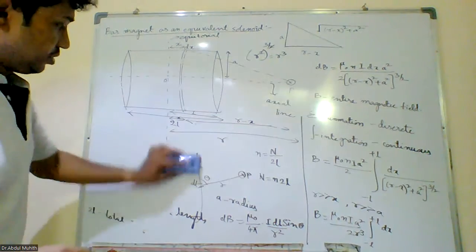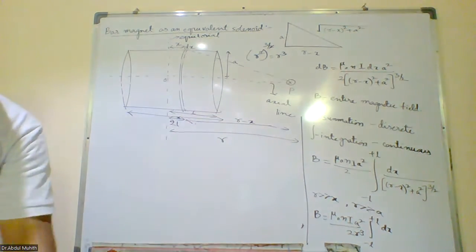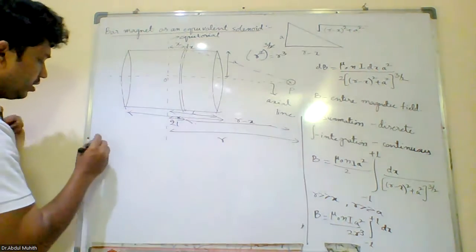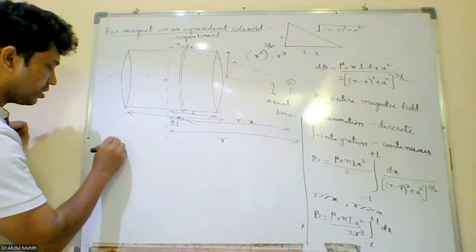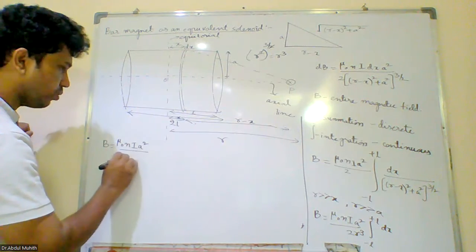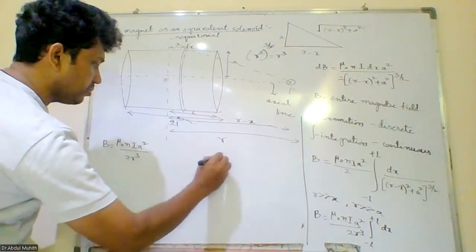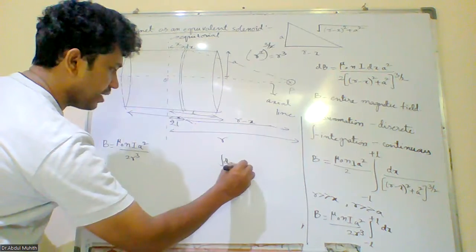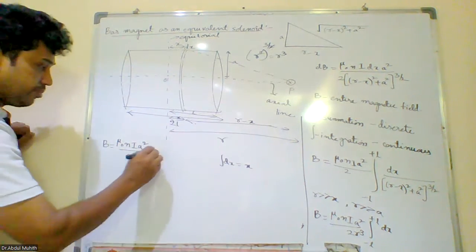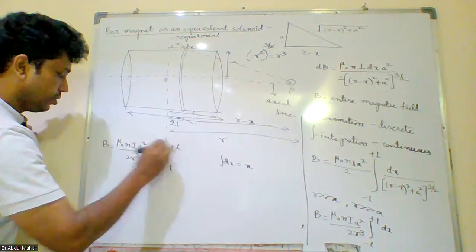So we will solve this integration part. Now the last part is pending. So in the integration part, see here, what is dB? dB is equal to mu 0 I a square divided by 2r cube, dx. Now the integration of dx will become x. From where to where now? Minus L to plus L.